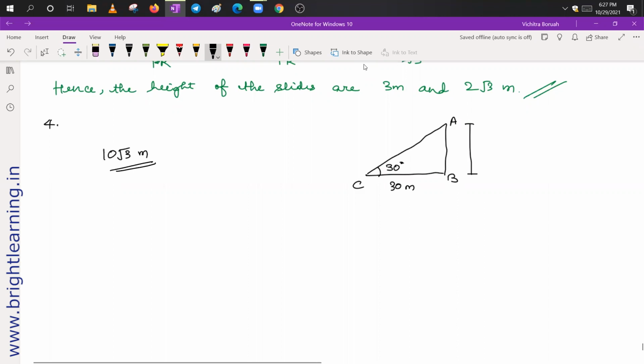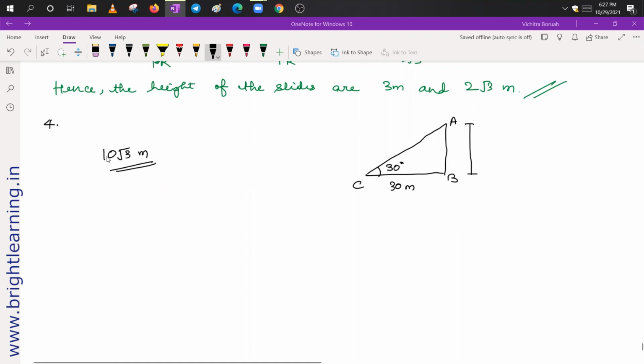Devdarshini, Pranav, are you getting this answer? Yes, sir. 10√3 meters. And what about Pranav? Hello, Pranav. Pranav out there? Hello, am I audible, Pranav? Okay.